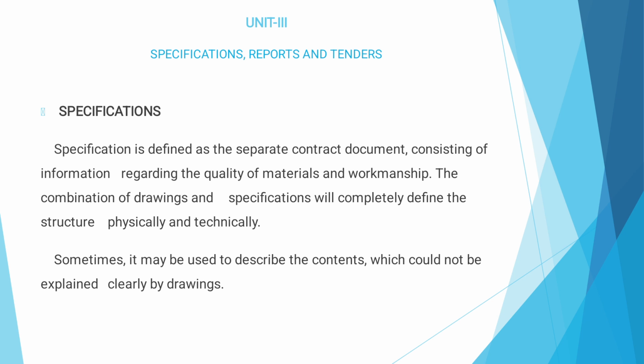This is Unit 3, Specifications, Reports and Tenders. Let me discuss the specification. Specification is defined as the separate contract document consisting of information regarding the quality of materials and workmanship. The combination of drawing and specification will completely define the structure physically and technically. Sometimes it may be used to describe the content which could not be explained clearly by drawing.